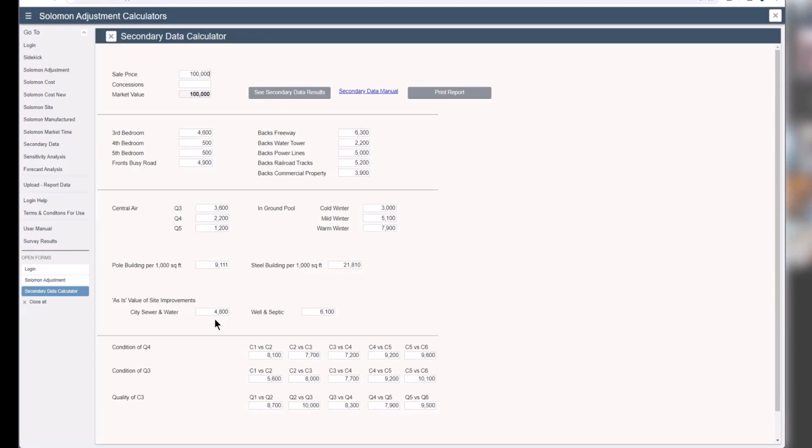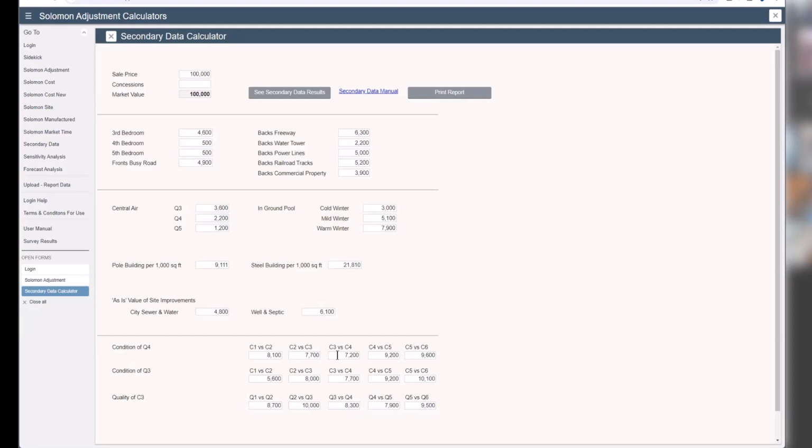4.8% for city sewer and water, 6.1% for well and septic. And then for condition, we've got 2 for condition. A 3 versus a 4 is about 7%. A 4 versus a 5 is about 9%. And notice that it goes up on the other side too. 2 versus 3 is a higher adjustment than 3 versus 4.